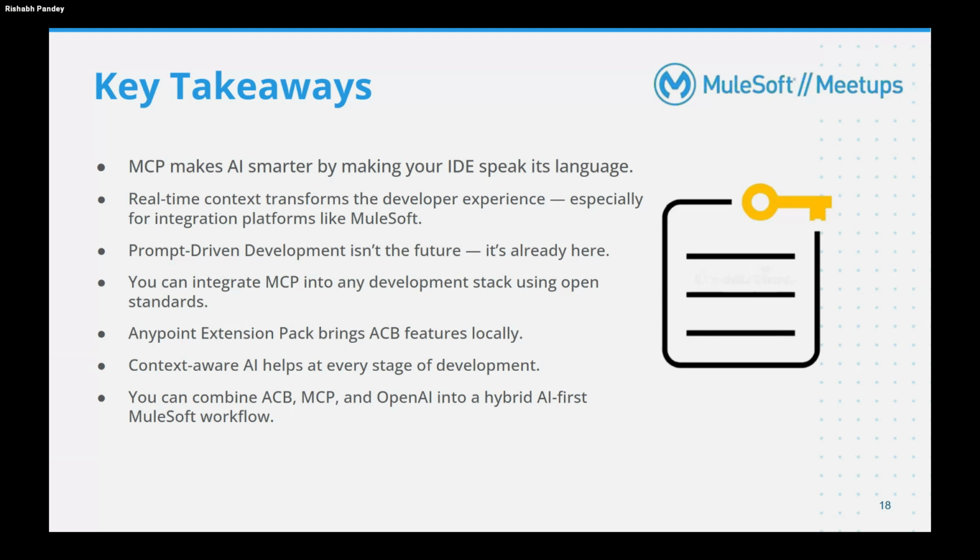The next one is that you can combine ACB, MCP, and OpenAI into a hybrid AI-first MuleSoft workflow. So you can get the best of both ACB CLI tools plus MCP smart context with the combination of your LLM model, which we just saw. For example, use the AI to write flows, ACB to deploy and visualize, and then MCP to keep it all in sync.